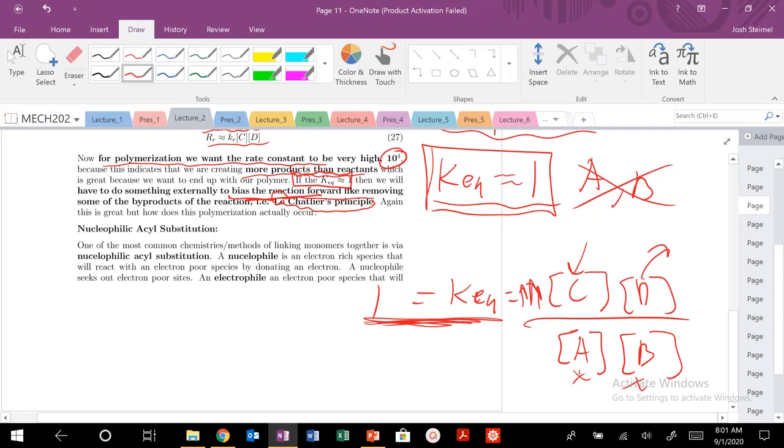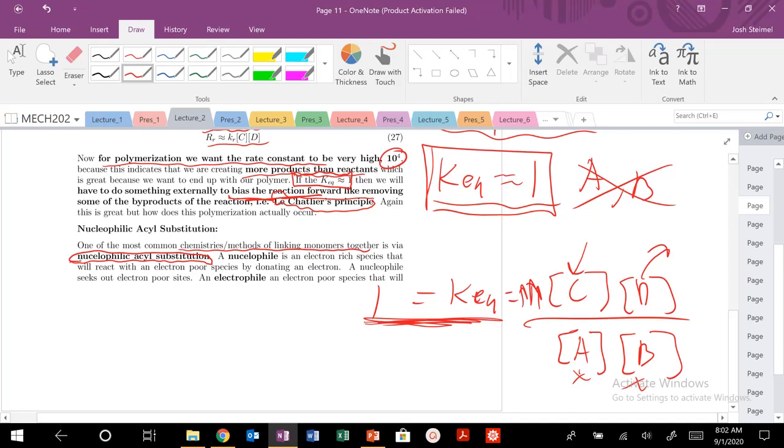So that's one thing to point out. Now it's time for chemistry. But before we get into creating our own polymers, we want to talk about one of the most common chemistries and methods of linking polymers together, which is nucleophilic acyl substitution. A lot of words. We're going to break it down step by step.